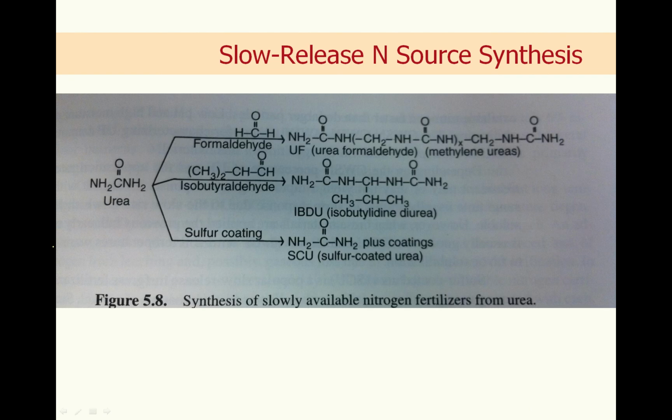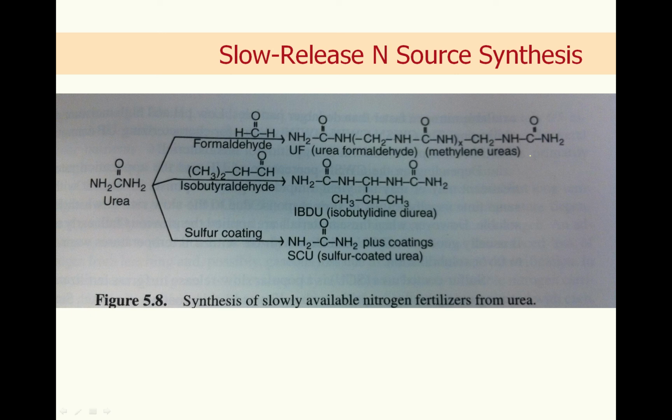Then if you take urea and process it further, if you add formaldehyde, you get these urea formaldehydes. If you add isobutyraldehyde, you get IBDU, a very popular slow release product. And if you add sulfur coating, you get these sulfur coated products. So these are all products of a reaction with urea, and they actually become quite slow release. Essentially what they are is just repeating units of urea that are bound together.